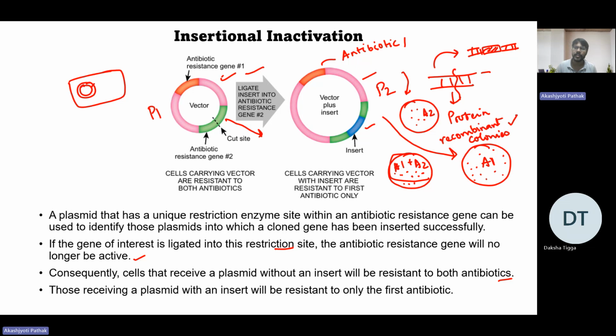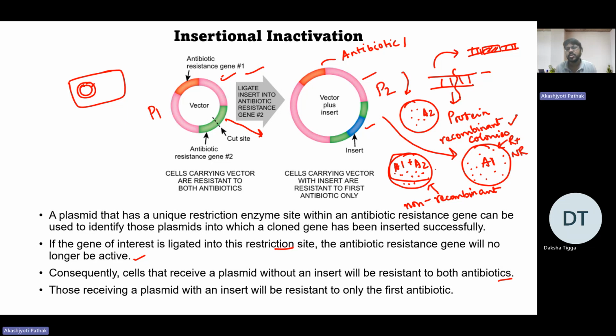Because if your media has antibiotic 1, then both non-recombinant and recombinant will grow. Here, only your recombinant will grow. Here only your non-recombinant will grow. Here what will happen? Only non-recombinant will grow, isn't it? And here what will happen? Here your recombinant and your non-recombinant both will grow.